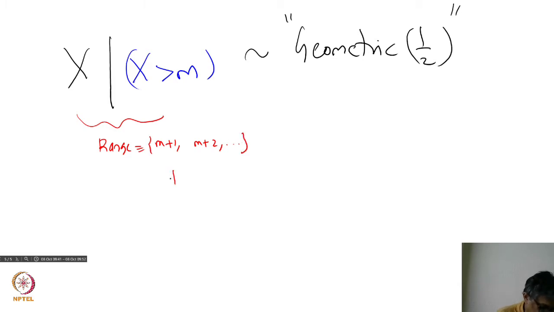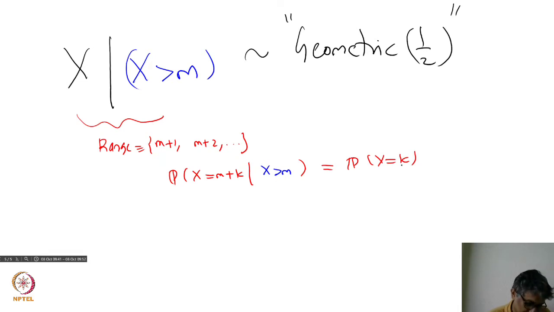And you should understand the fact that the probability that X is equal to m plus k, given X is at least m, is the same as the chance that X is equal to k. That's what we showed. Okay, very good. And that's how I understood this quotation remark.